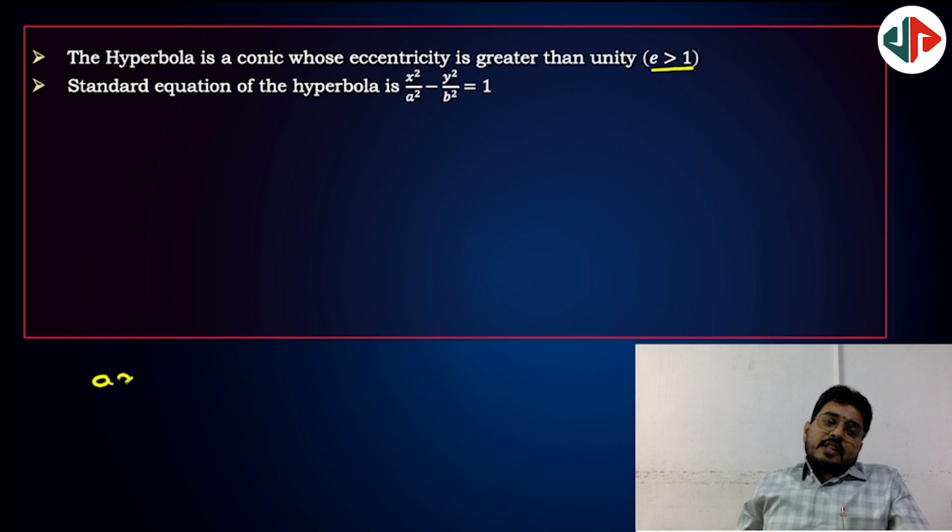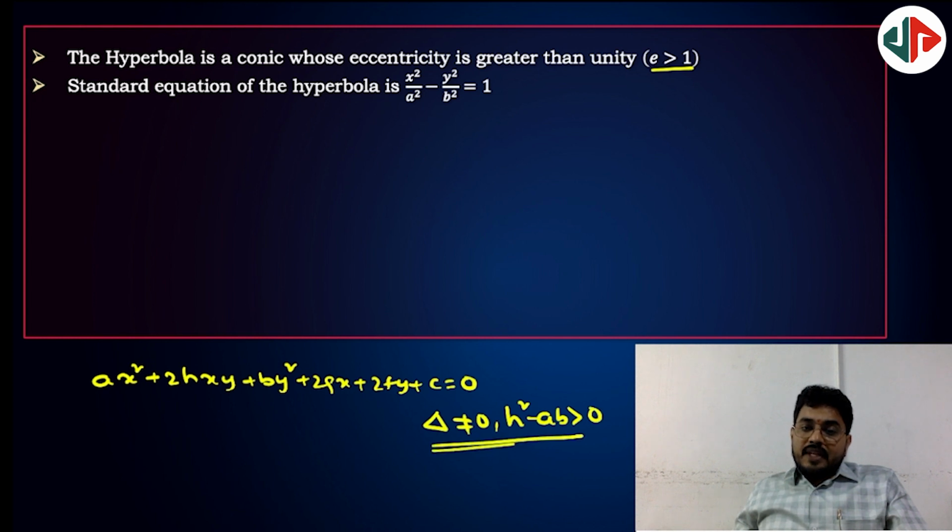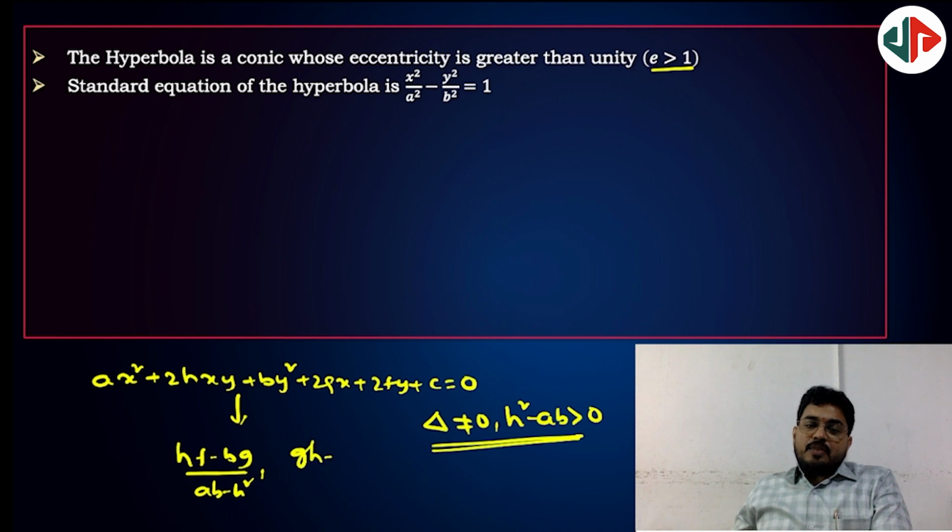So a general second degree equation ax square plus 2hxy plus by square plus 2gx plus 2fy plus c is equal to 0 may represent a hyperbola if delta is not equal to 0 and h square minus ab is greater than 0. And the center of the hyperbola of this particular format is simply (hf minus bg) by (ab minus h square) and (gh minus af) by (ab minus h square).